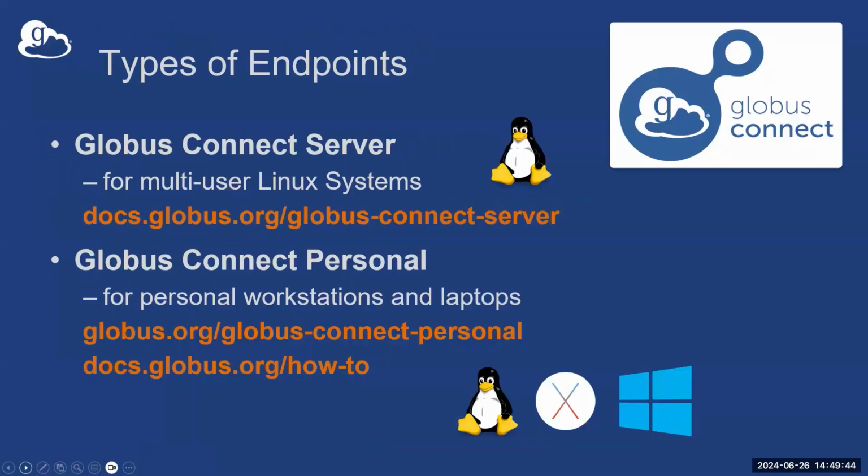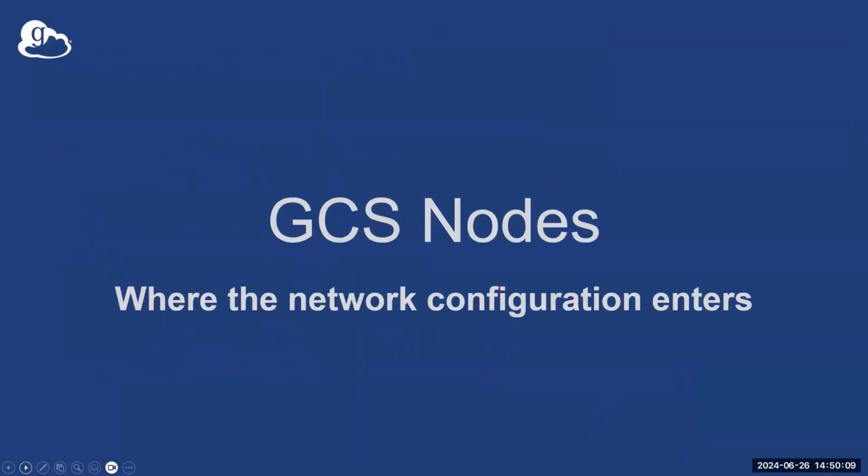There's two types of endpoints. We have Globus Connect Server, which is the beefier one, multi-user Linux systems installed typically in a static location, and then Globus Connect Personal, which is your kind of one-click configuration-free installation targeted more at workstation laptops. Get into them in a little bit more detail in a second. So then the nodes, that's what's doing the actual work behind the endpoint abstraction, and that's where the network configuration requirements come into play.